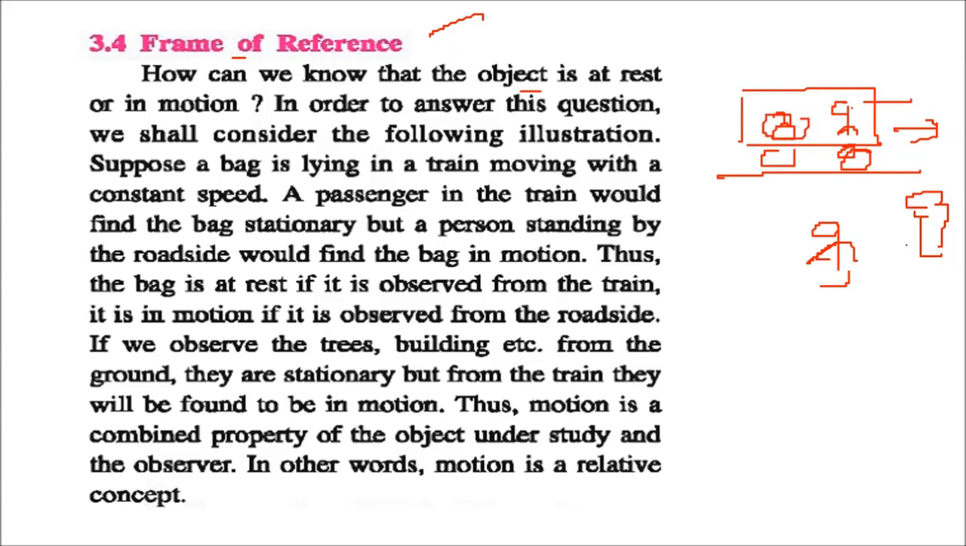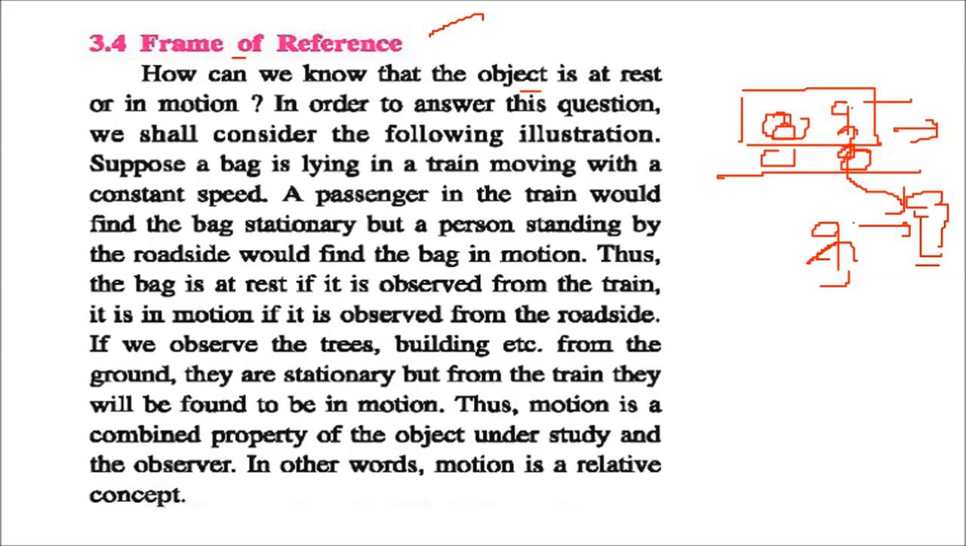For this person, because he is standing along the tree, this tree is static. It's not in motion. Okay? It's not moving. But for this man, this tree is moving. So it all depends on the scenario and the frame of reference.